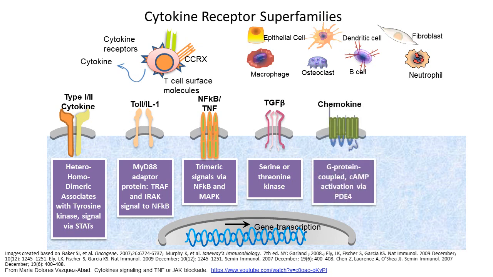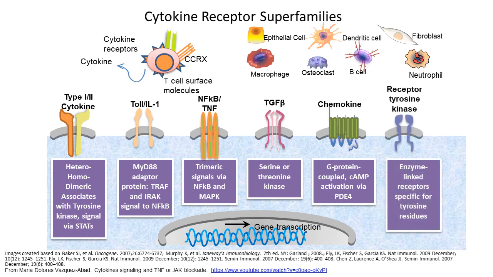The chemokine receptor will use cyclic AMP via the phosphodiesterase E4, and this is different from others that use ATP. This is the one that uses cyclic AMP. So again, intracellularly, it's very distinct from the others, and this is why they're called the superfamilies, of which the 6th and last is the receptor tyrosine kinase.